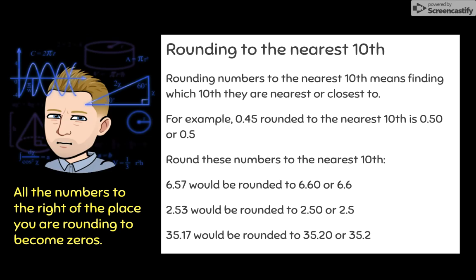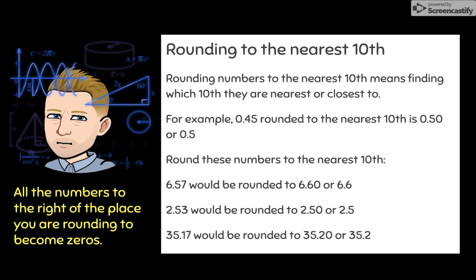Rounding to the nearest tenth. Rounding numbers to the nearest tenth means finding which tenth they are nearest or closest to. For example, 0.45 rounded to the nearest tenth is 0.50 or 0.5. So in this example, we're rounding to the nearest tenth, so we look at the hundredth column. So applying those rules to 0.45, we look at the hundredths column. It has a 5 in it, which represents 5 hundredths. According to our rules, we have to round up, so we do.